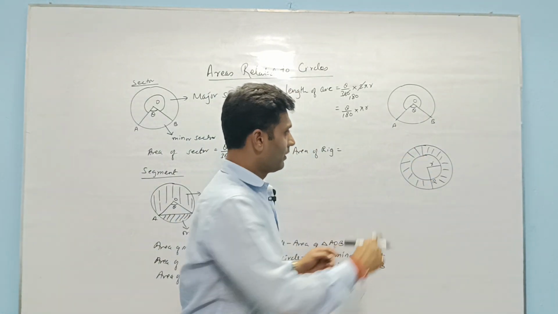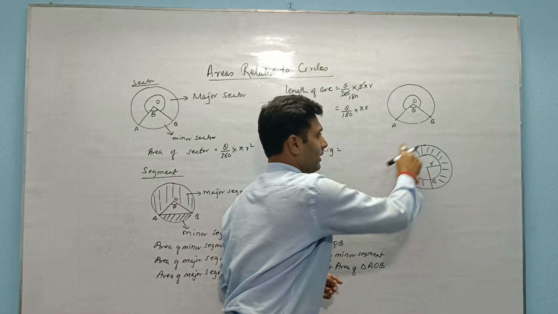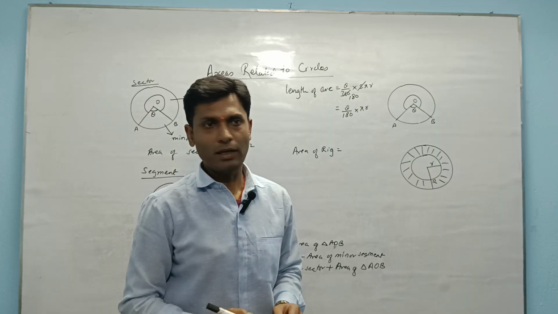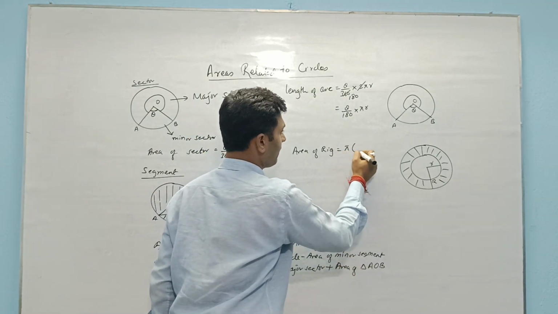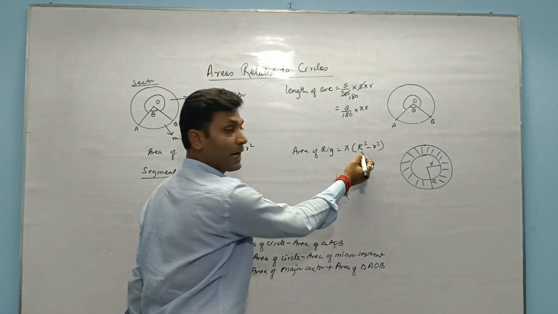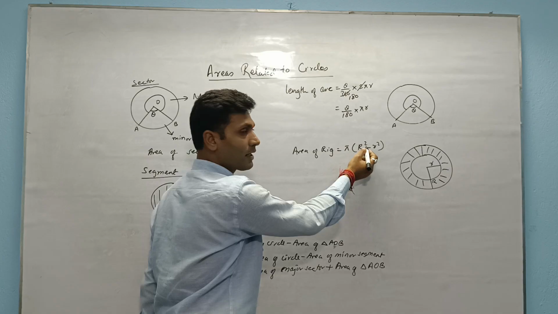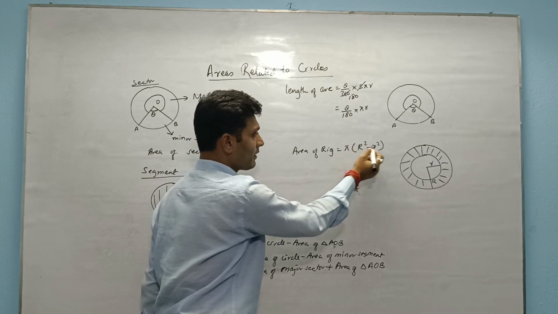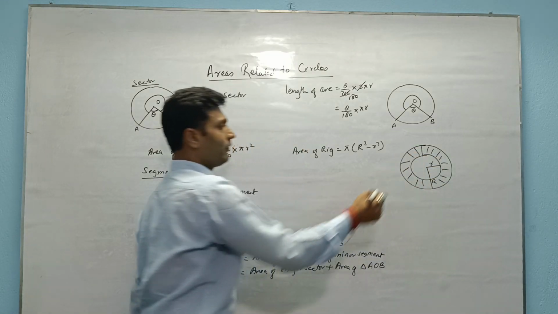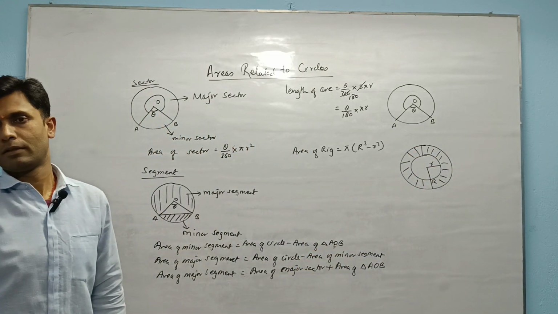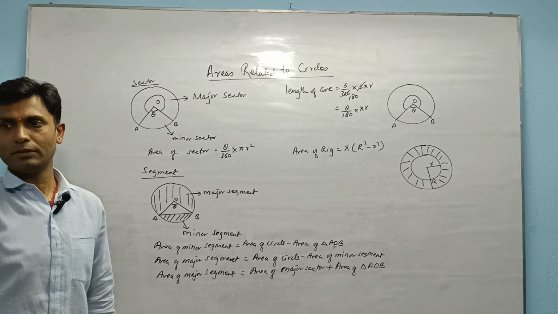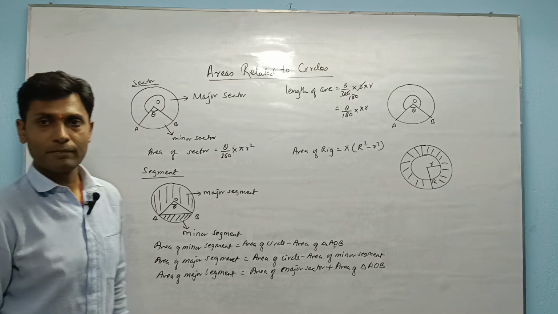Very simple. From the area of outer circle, we'll subtract the area of inner circle. So this is equal to pi times capital R square minus small r square. When you open the bracket, you are getting pi capital R square minus pi small r square, that is area of outer circle minus area of inner circle. Is it clear? Any doubt? Sure? Okay.